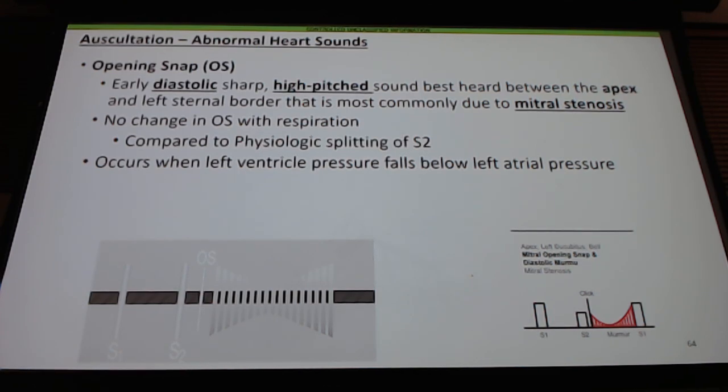Opening snaps, on the other hand, compared to ejection sounds, are diastolic sounds, also high-pitched, but these are typically associated with conditions like mitral stenosis, where the mitral valve should be opening, but there's a resistance to that opening, so you hear this sudden snap as the pressure builds higher and higher. It's kind of forced open.